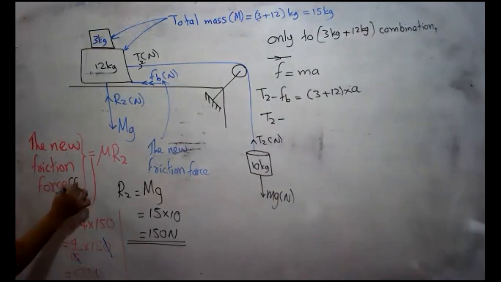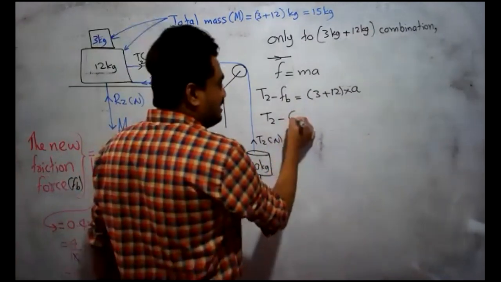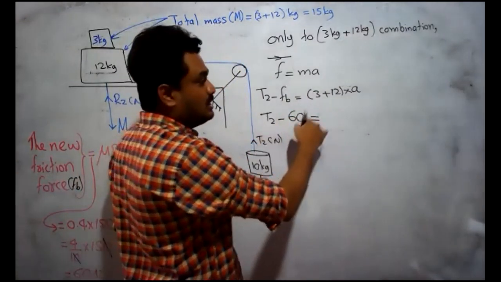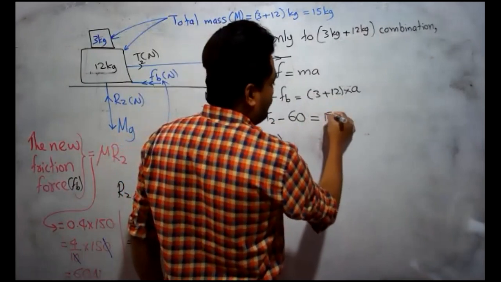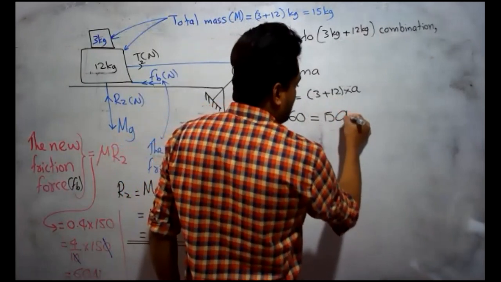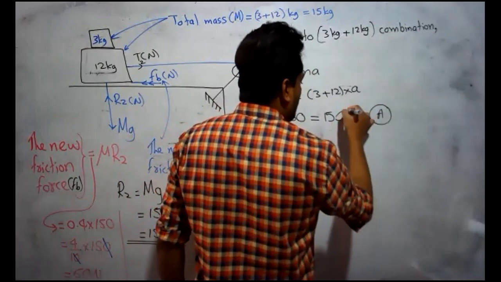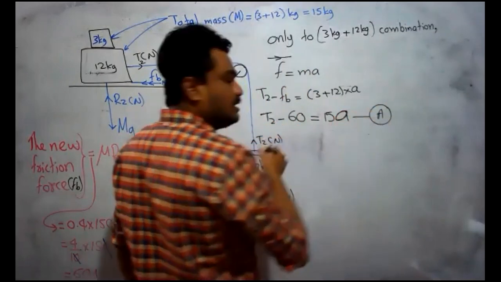New friction force means FB. New friction force we have found as 60 Newton. So T2 minus 60 Newton equals 3 plus 12, which is 15, times acceleration A. Let me take this as my capital A equation. Completed, dear?